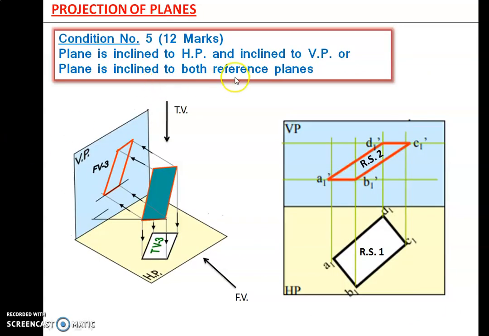Now what will happen when the plane is inclined to both HP and VP? Here we have taken an example of a rectangle. It is kept in such a way that the surface is inclined to HP as well as inclined to VP. Now if the inclination is with both the reference planes, its front view will be a reduced shape, its top view will be a reduced shape, and both these reduced shapes will be of different sizes.